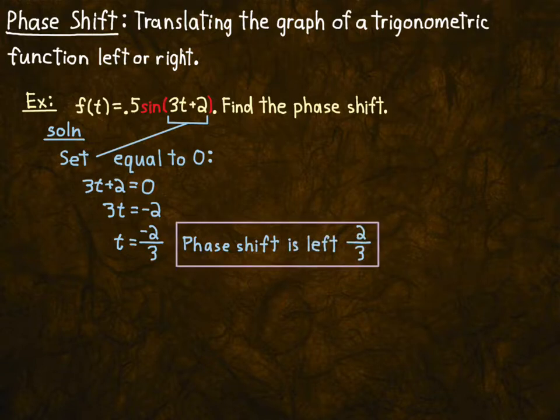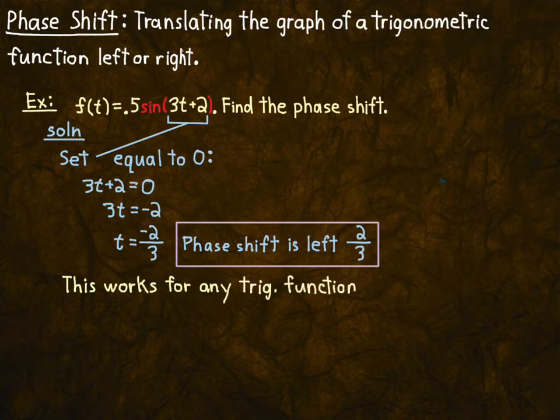So on Hawks, they'll say, what is the phase shift? And you'll do a button that says left or right, and then they want the positive number. They don't say left negative 2/3. No, it's left 2/3. If you end up with t equals negative 2/3 here, that means your phase shift is left 2/3. If it was positive 2/3 here, then it would be right 2/3. Okay? Remember, t is the horizontal axis here. So that's left and right.